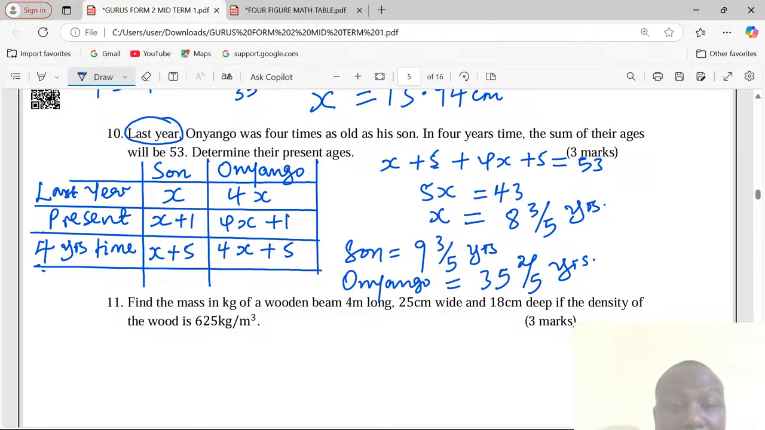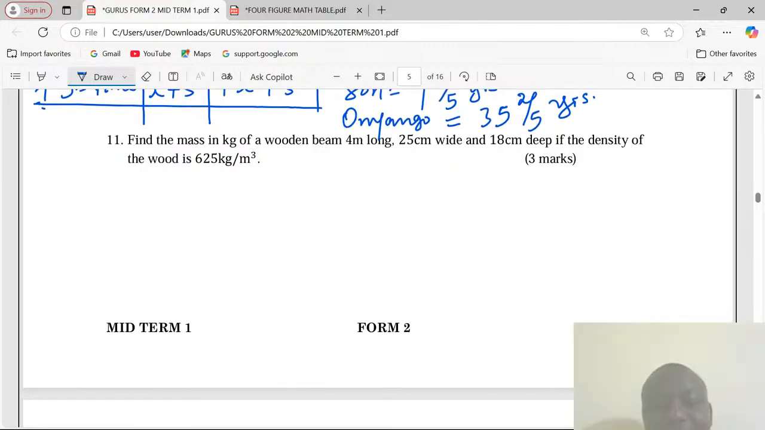Number 11. We are towards the end. Find the mass in kg of a wooden beam, 4 meters long, 25 centimeters wide, and 18 centimeters deep, if the density of the wood is 625 kg per meter cubed.